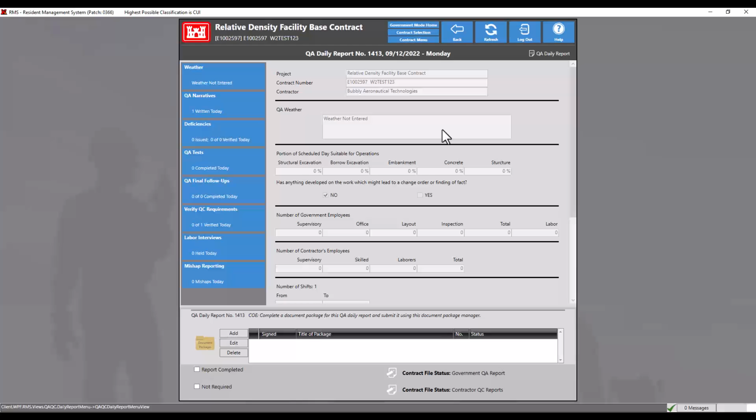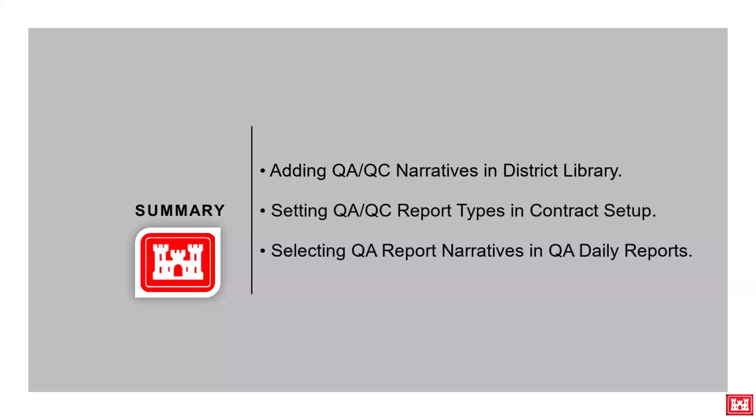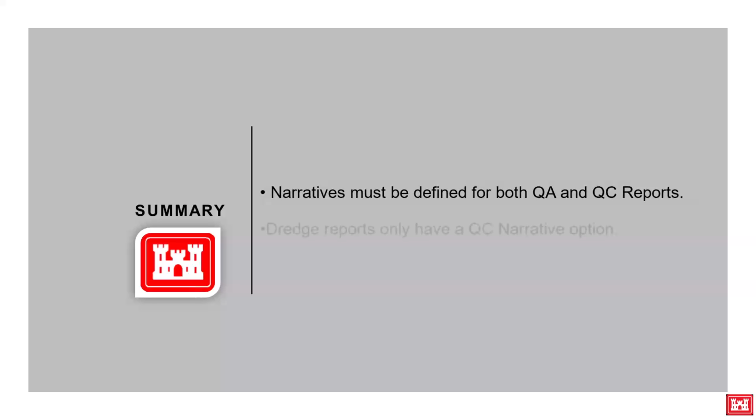For more information on how to complete a QA or QC daily report, please see the link in the description box of this video. In summary, we discussed adding QA/QC narratives in the district library, setting QA/QC report types in the contract setup, and selecting QA report narratives in a QA daily report. As a reminder, narratives must be defined for both QA and QC reports. The dredge reports only have QC narrative options.